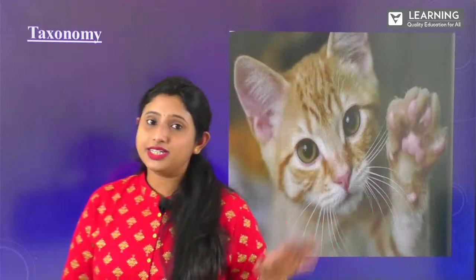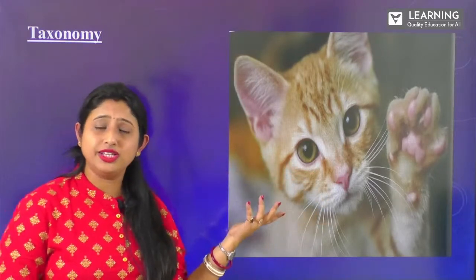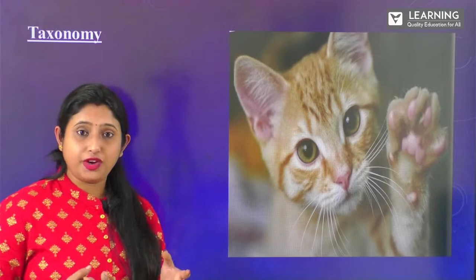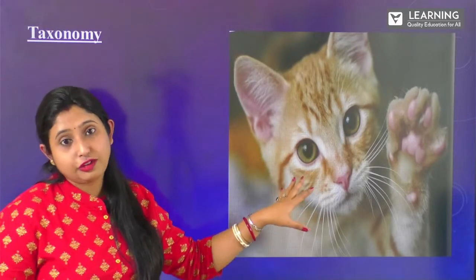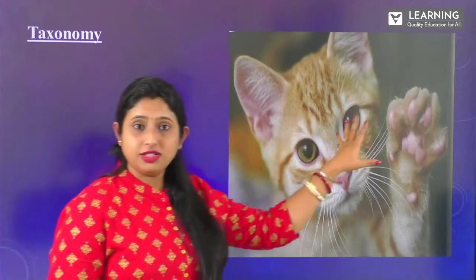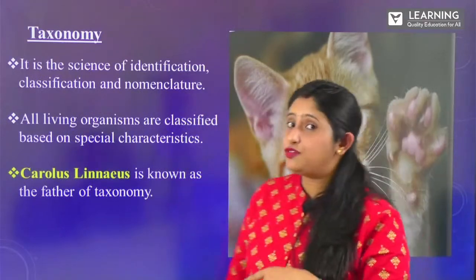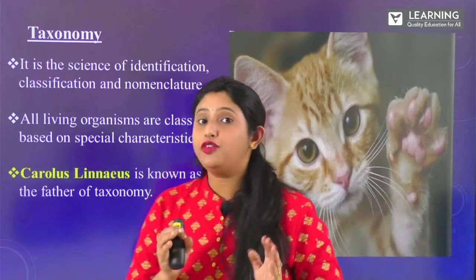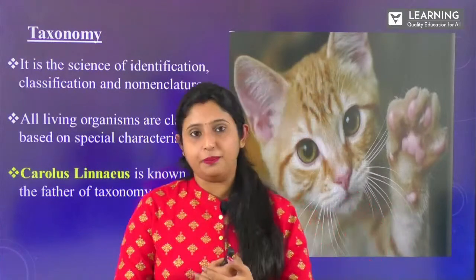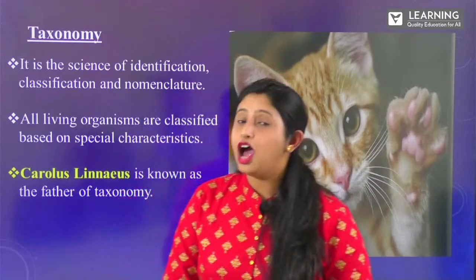So see, what is this? This is a cat. Now you know this is a cat because you know its name. You also know its scientific name, right? But how to give them a name? How to identify them? You can see that it has different morphological features, the eyes, right? It doesn't have hands or legs like us, it has paws, right? So what is taxonomy? Taxonomy is nothing but identification, classification and nomenclature. That is, we have to identify that living organism, we have to classify them, and also we have to name them. Is that clear? So it is the science of identification, classification and nomenclature.